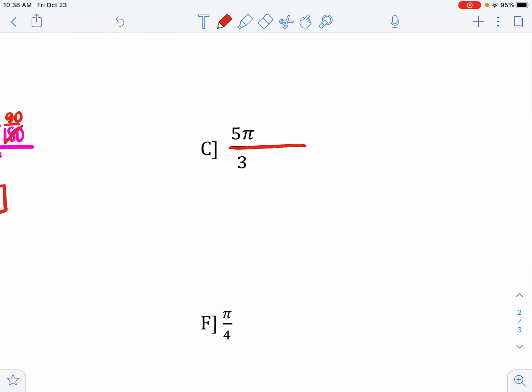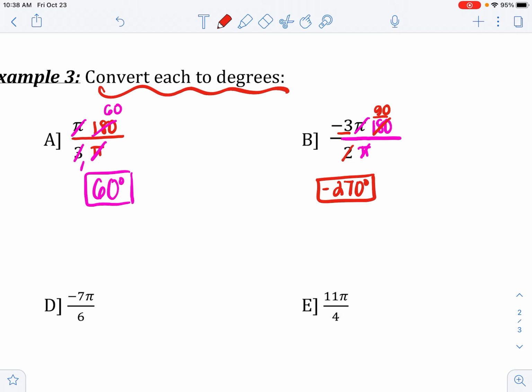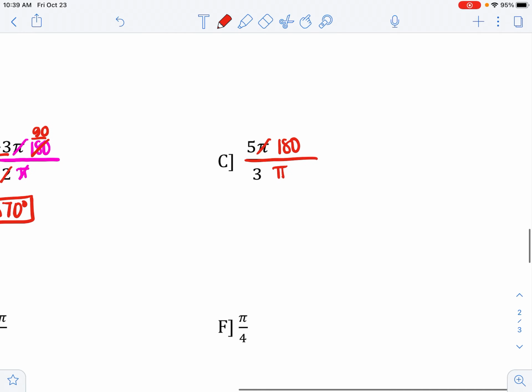Next one, I need to get pi out of my answer and then multiply by 180. Remember, it's because this says convert to degrees. Pi's cancel. Once again, I'm going to divide by 3 first. 3 goes into 180 60 times, and then 5 times 60 is 300 degrees.